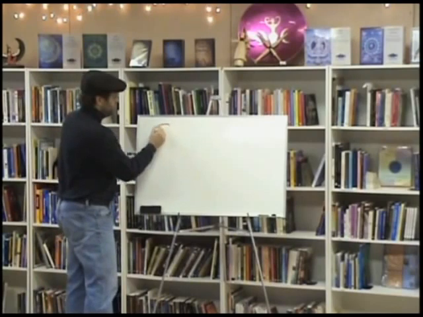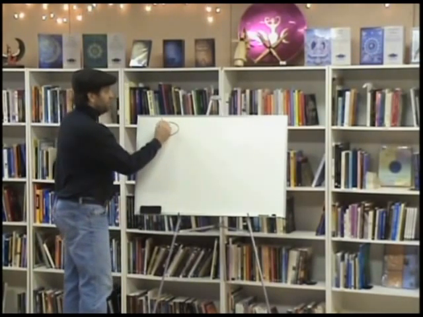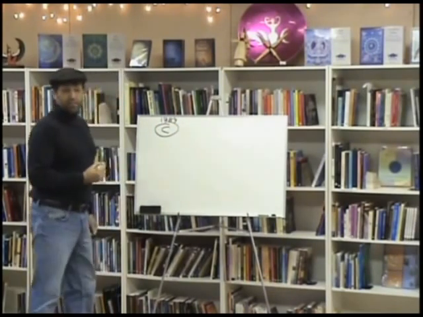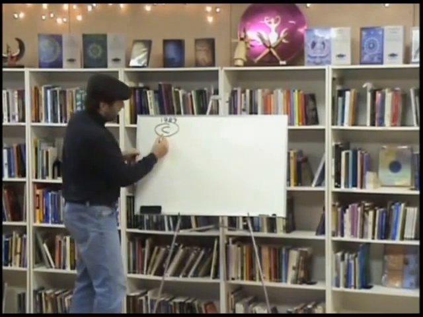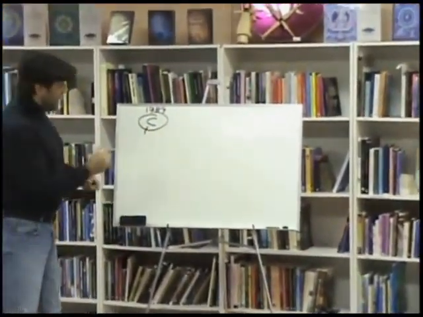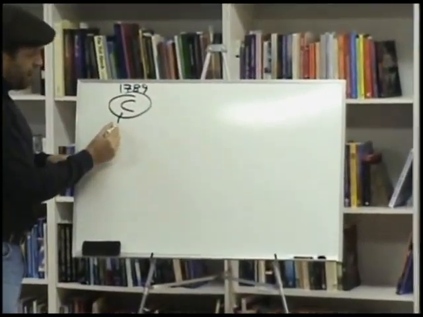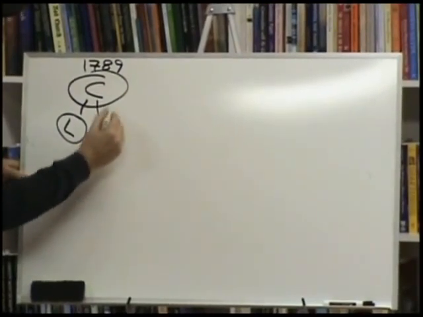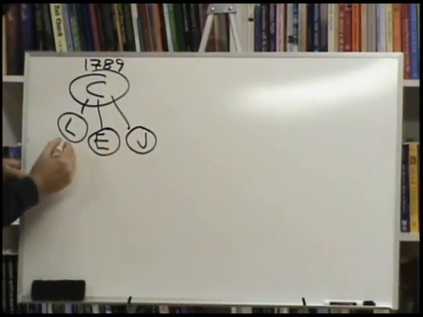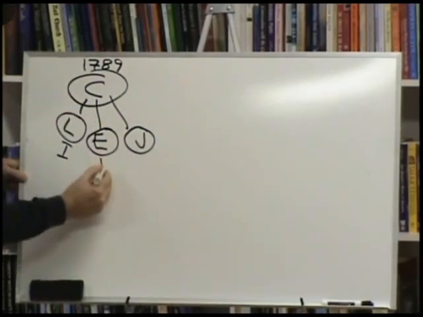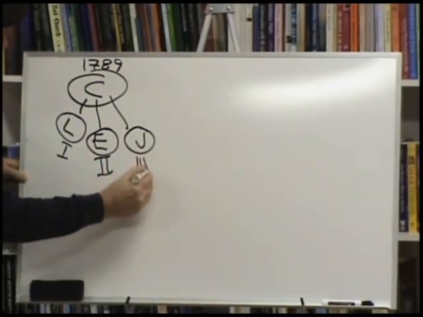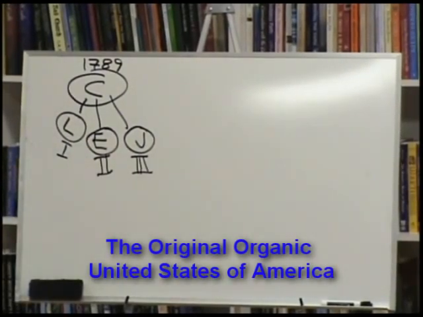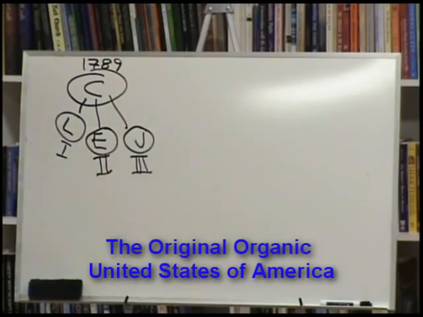Here is the 1789 Constitution. It was a contract. A byproduct of this was the legislature, the executive, and the judicial branch. This is Article 1 of the Constitution, Article 2 of the Constitution, and Article 3 of the Constitution. That is the United States. That's what the United States was when it was created.